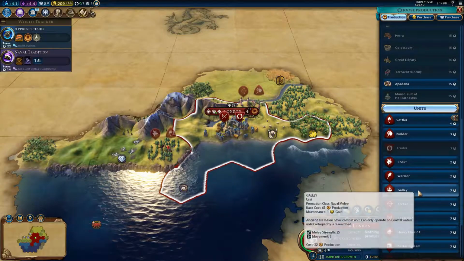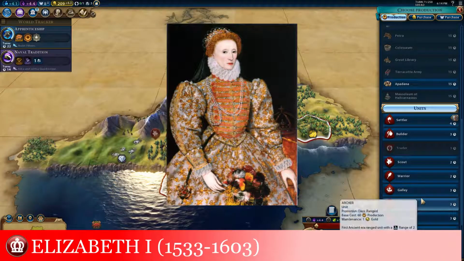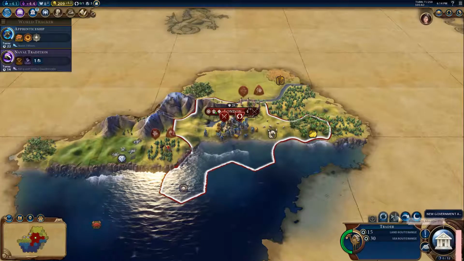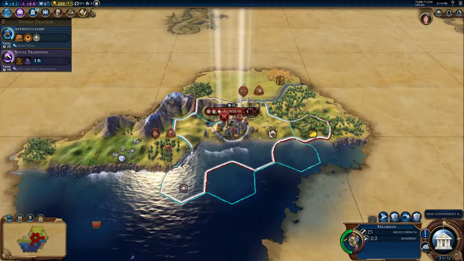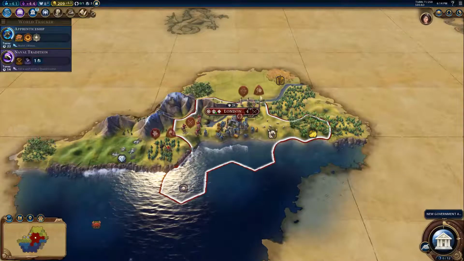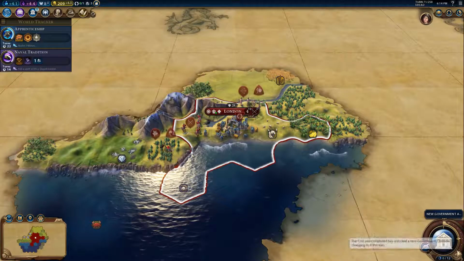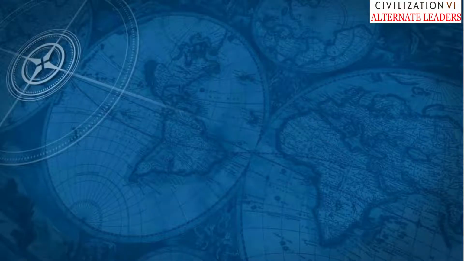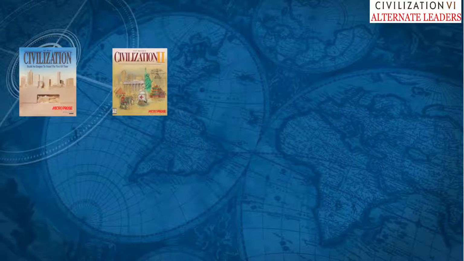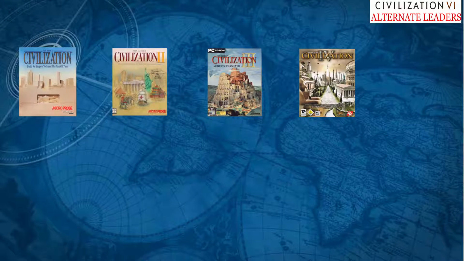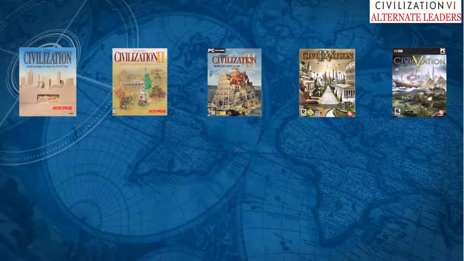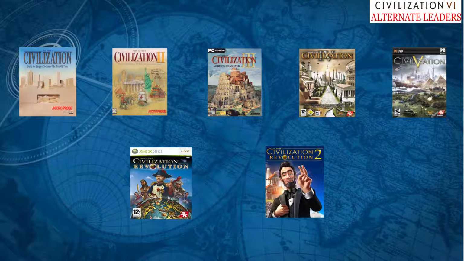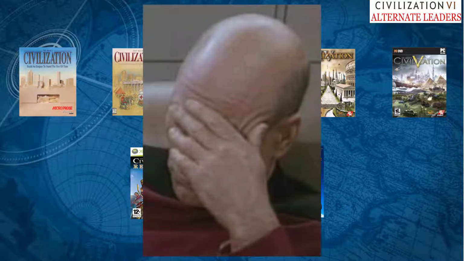Elizabeth I, the Virgin Queen and one of the leaders from history that I admire most. She led her isolated Protestant England against a dangerous, largely Catholic Europe. She was born on the 7th of September 1533 and became Queen on the 17th of November 1558. Previously, Elizabeth has appeared in the first Civilization game, Civilization 2, Civilization 3, Civilization 4, Civilization 5, Civilization Revolution and Civilization Revolution 2. Why didn't I just say every Civilization title but this one?